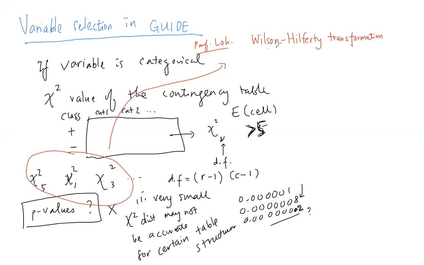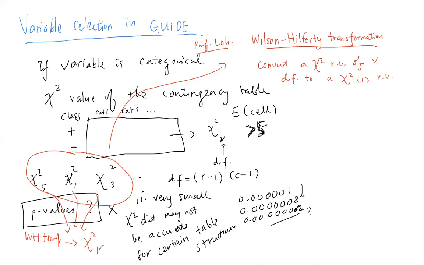Okay, so this transformation can convert a chi-square random variable of v degrees of freedom to a chi-square 1 random variable. Any chi-square random variable with degrees of freedom nu, after it undergoes this transformation, will become a chi-square random variable with 1 degree of freedom. So if you do the Wilson-Hilferty transformation for all these chi-square values, they all end up with chi-square 1 degree of freedom, right?